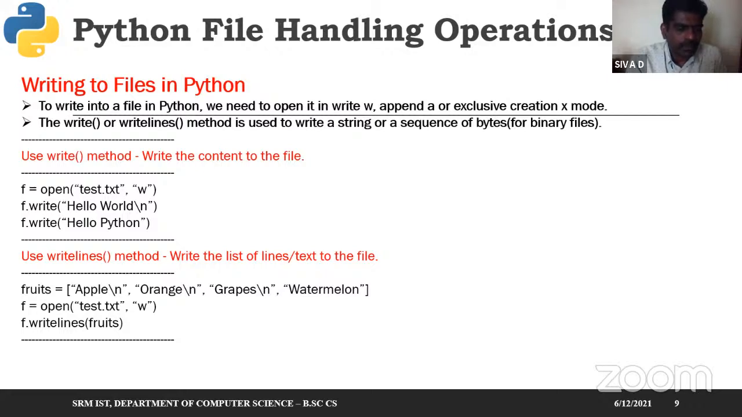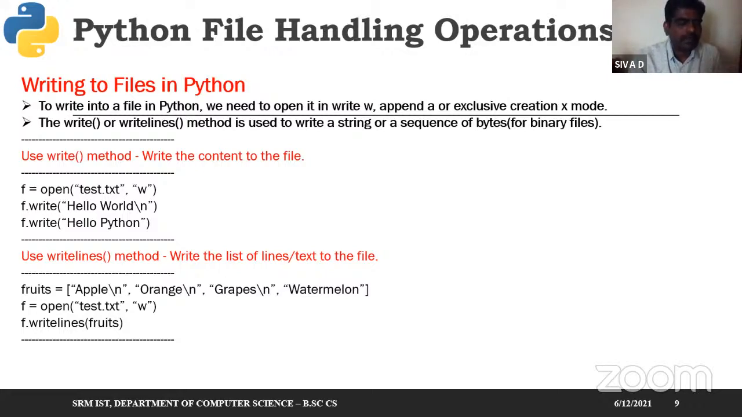Then open your file in write mode. So f equal to open test.txt and write mode, that is w. Okay. Then immediately you can give f.writelines of fruits. So fruits is not a single item. It is a group of items. All the group of items are stored in the file at the same time.